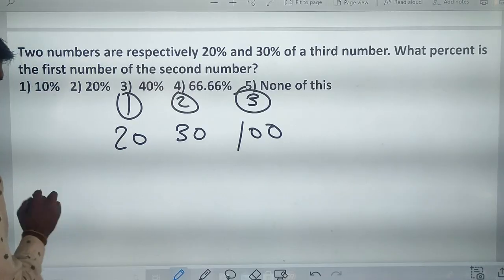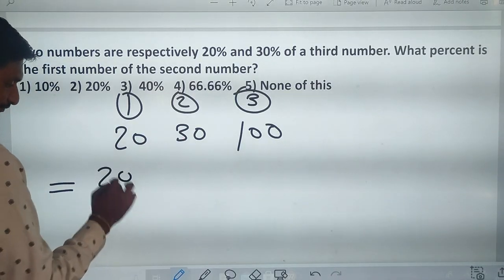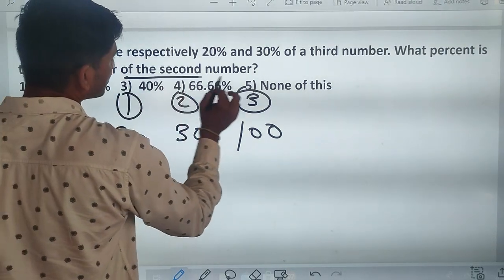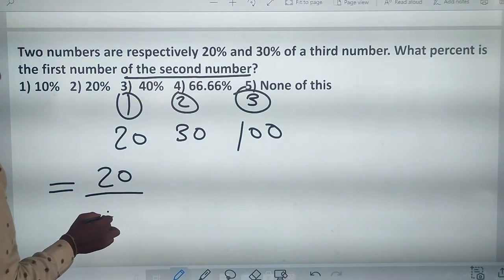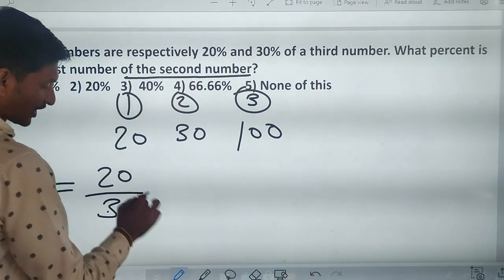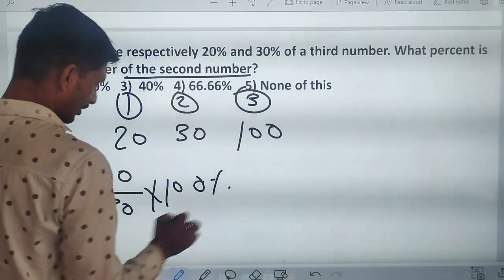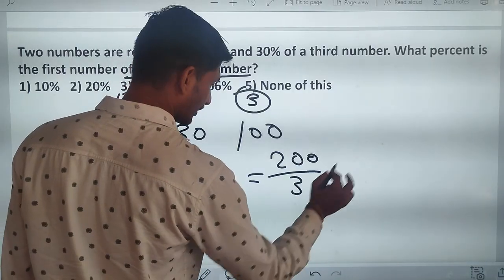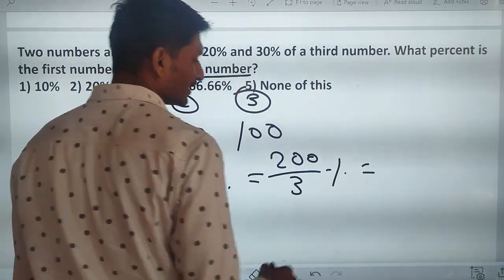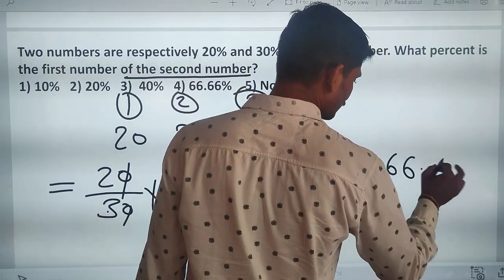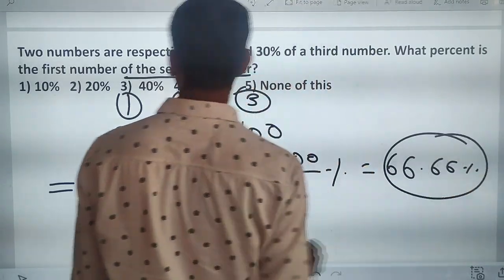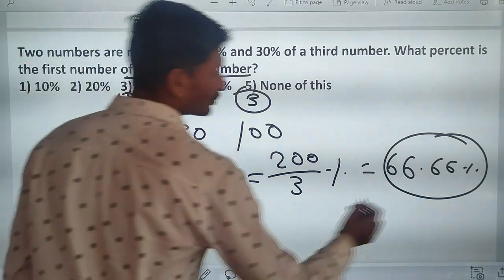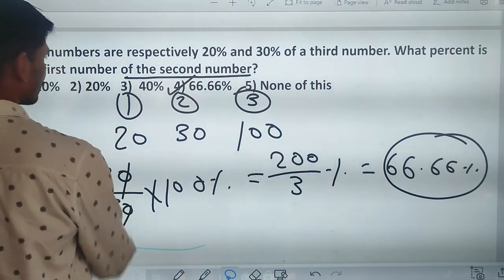Here the second number becomes the denominator. Then we write first number over second number: 20 upon 30 into 100%. Now the zeros get cancelled. Here we write 2 into 100 is 20 divided by 3, that is 66.66%. Now your answer is 66.66%. Now next.